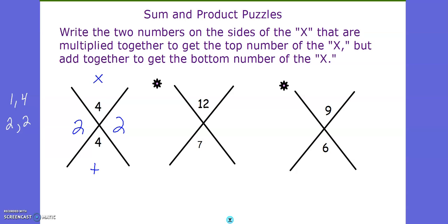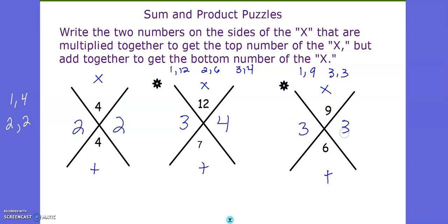For 12, I want to come up with all of my factors of 12. I've got 1 times 12, 2 times 6, 3 times 4. Which one of those combinations will add up to 7? 3 and 4 will work. There will only be one combination that works. All right, for the next one, I need my factors of 9: 1 times 9, and 3 times 3. Which two would add up to 6? Because we're going to multiply to get 9, but add to get 6. 3 and 3 will work.